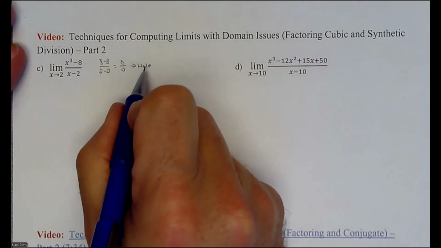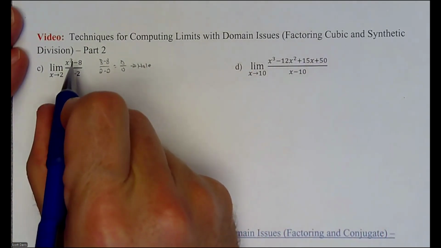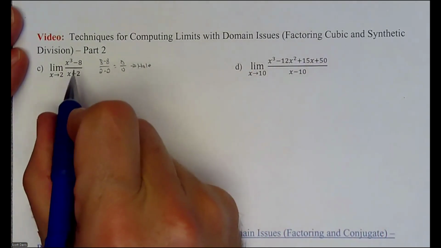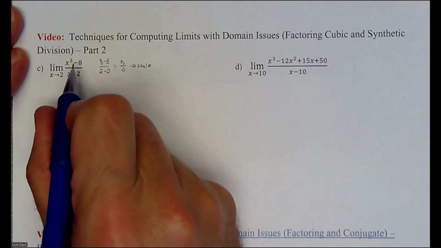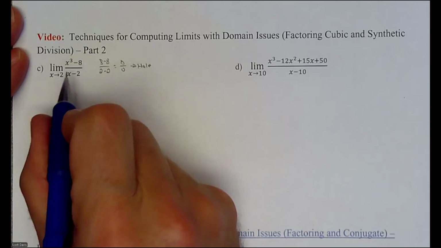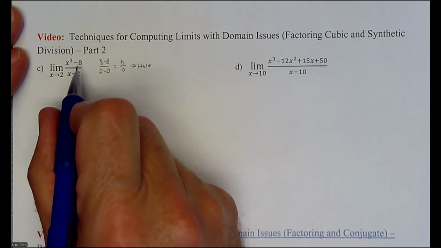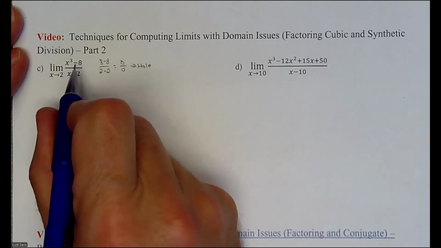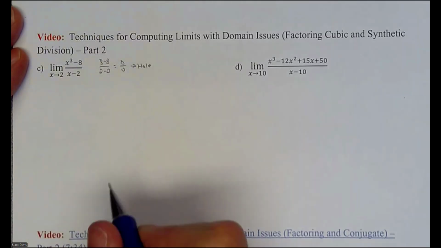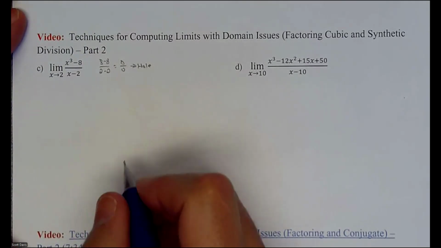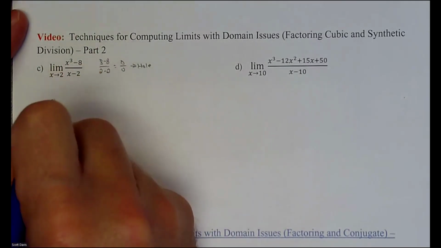But if we have a hole, that means we have a common factor on the top and bottom that we can cancel away, which means we have an x minus 2 as a factor. We're going to validate that very quickly, because this is a difference of perfect cubes, and that's something we can factor. So let's do a little bit of side work here. We're going to take this and factor it.